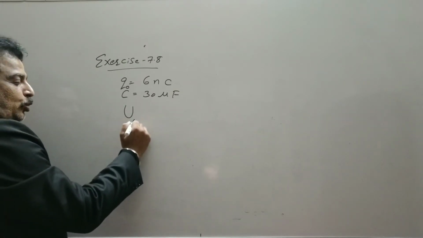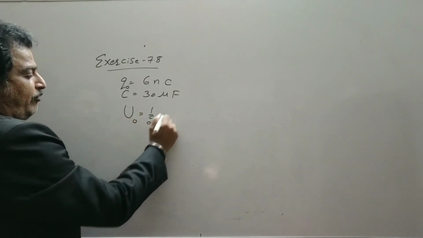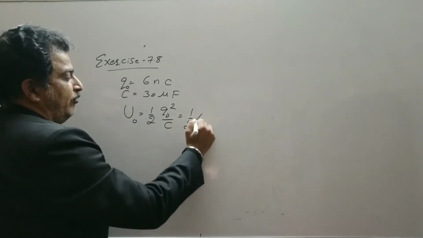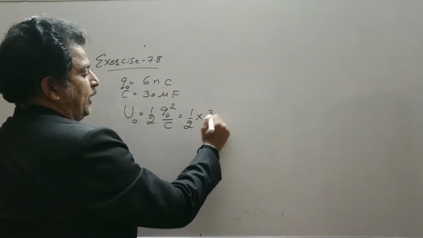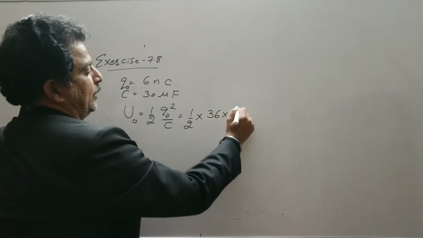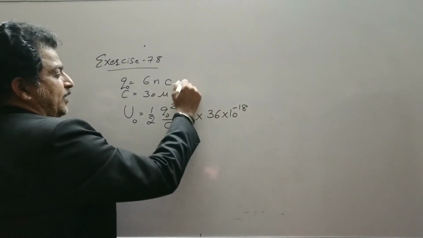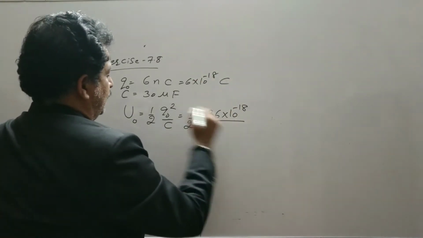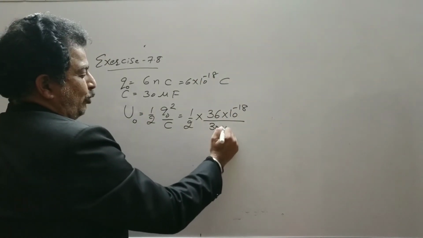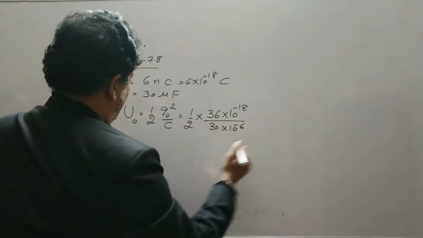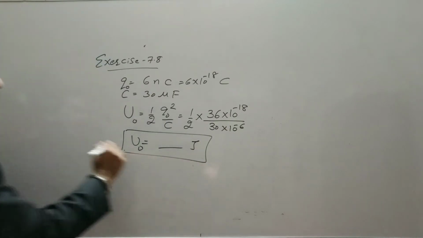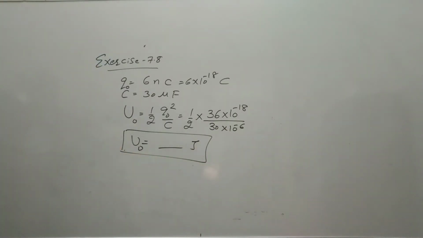So initially the total energy is half Q naught square by C, that is equal to half into 6 nano, that is 36 into 10 raised to minus 9 into 10 raised to minus 9, that is 10 raised to minus 18 coulomb, divided by 30 microfarad, that is 30 into 10 raised to minus 6. So you substitute all these values here. So this is the initial energy stored in the capacitor.